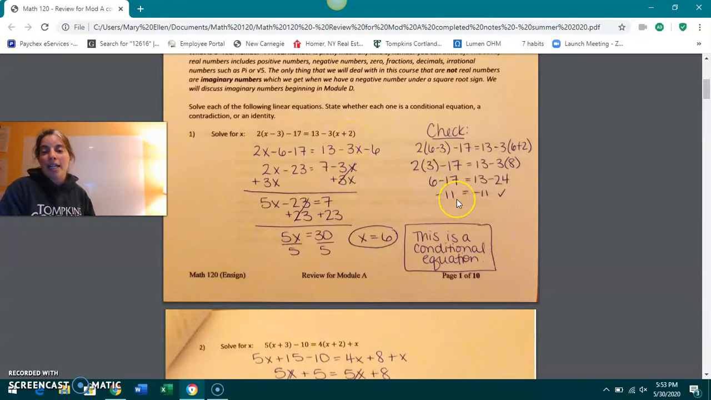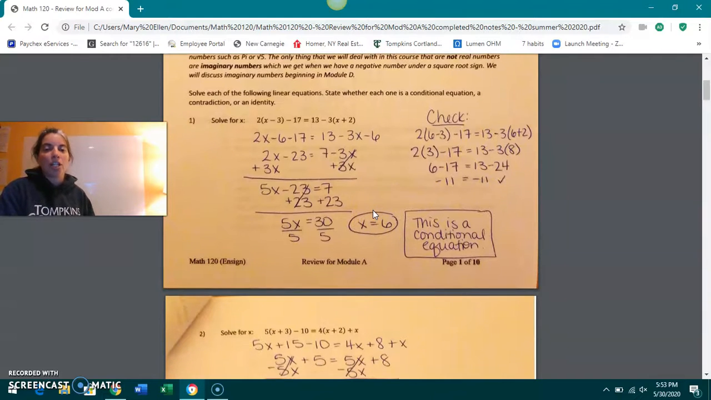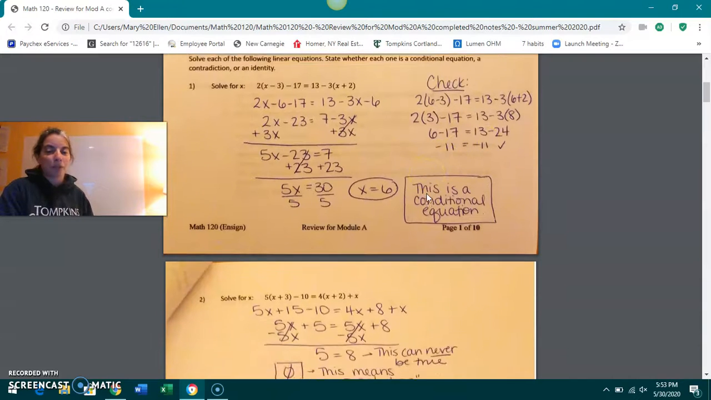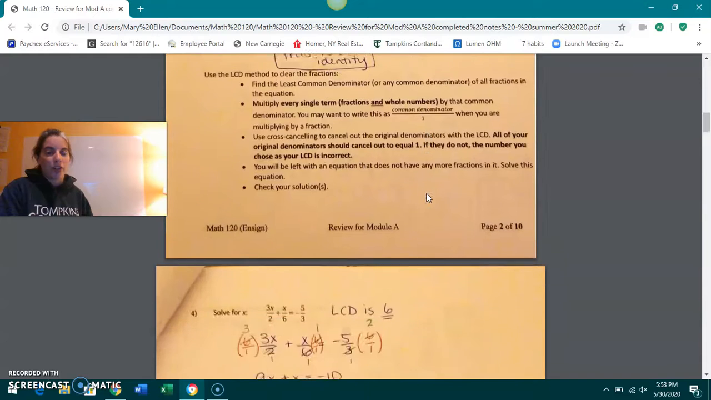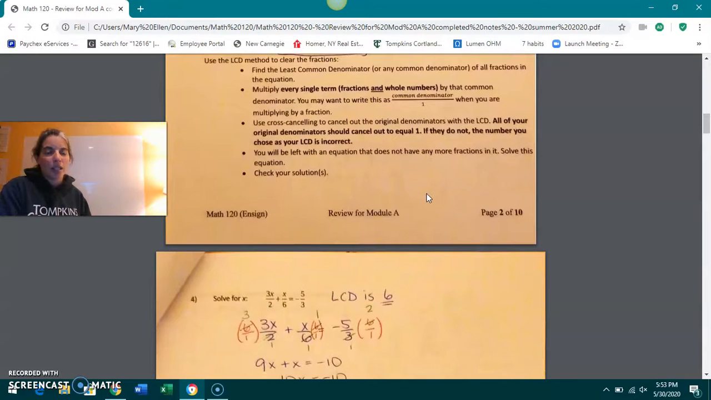If you got -11 here and -15 over here, that means that 6 does not make these two sides equal like you thought it did, so there must be a mistake. Okay, so you can go back and fix that. If your check doesn't work, also check your check, right? Maybe you made a mistake in here and they really are the same. Okay, so I'm gonna leave the second one and the third one for you to try on your own. And again, you can go back to the blank notes to check your answers for those.